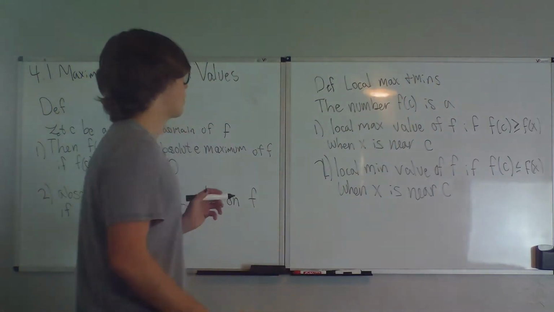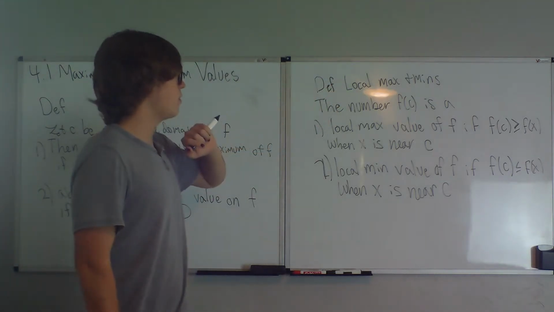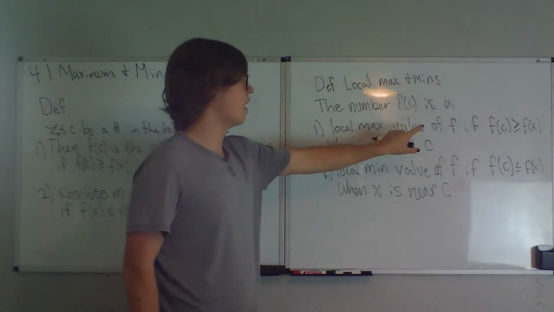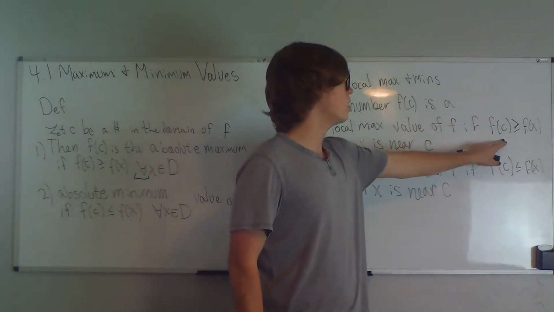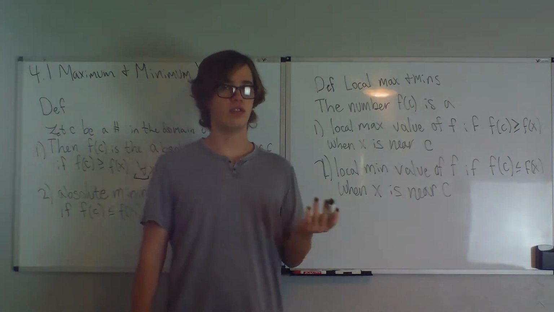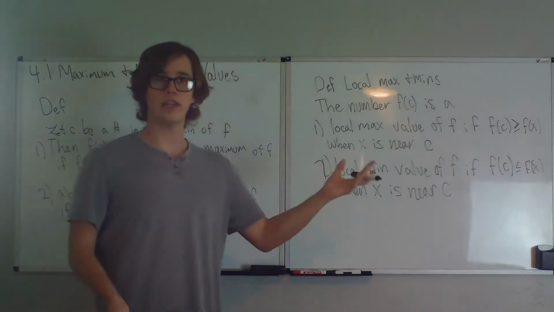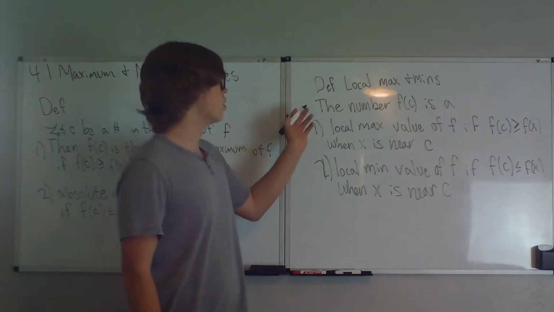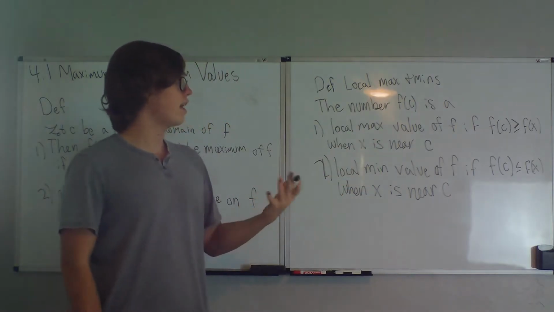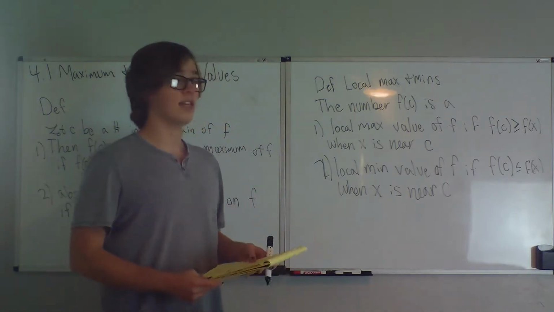Alright, we've got two more definitions, local maxes and mins. The number f of c is a local max value of f if f of c is greater than or equal to f of x when x is near c. And it's not saying all x in the domain, it's just saying when it's near. And the number f of c is a local min value of f if f of c is less than or equal to f of x when x is near c.